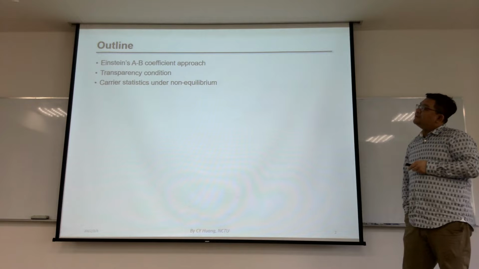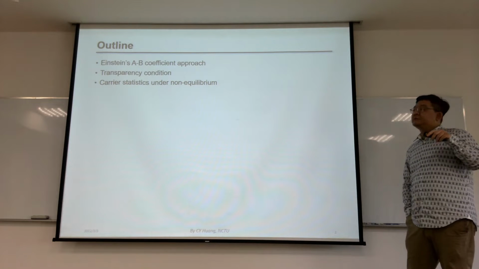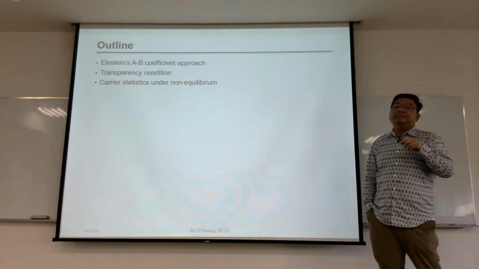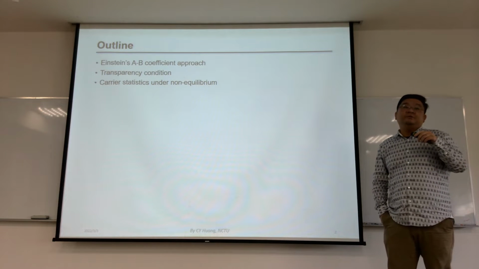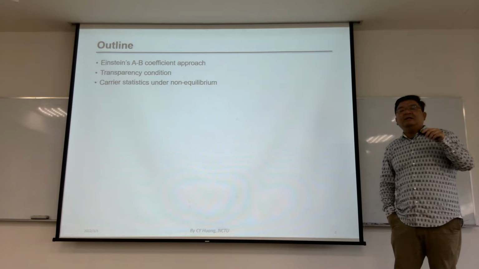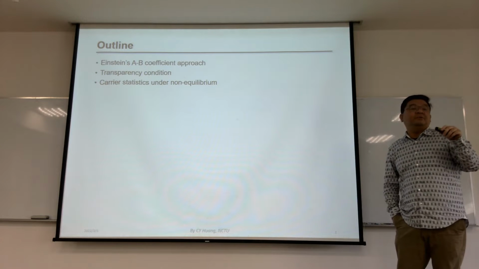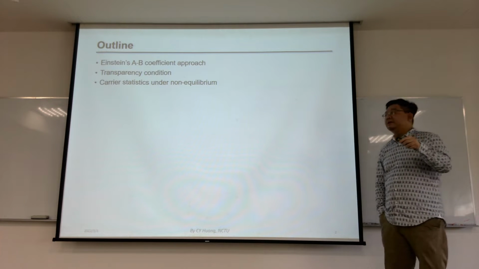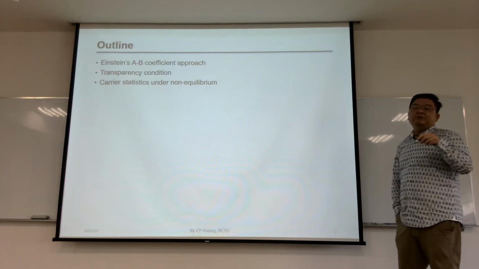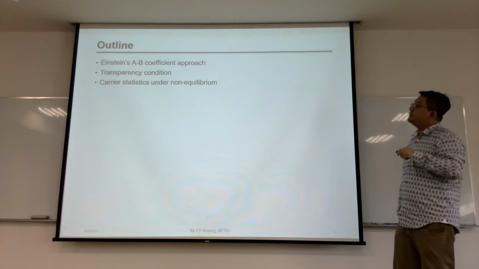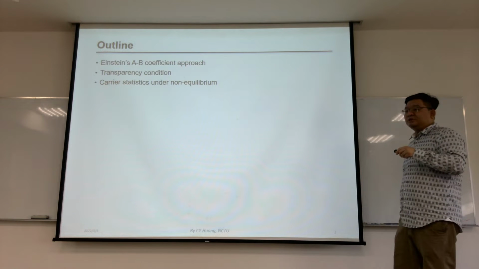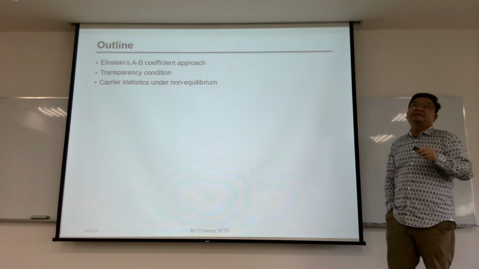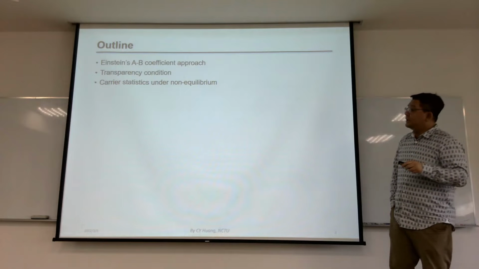The first part starts with the so-called Einstein AB coefficient approach. It's a very smart approach. Einstein always does something smart. He's good at writing a very simple equation that gives you a very strong insight, and I will tell you what it is. Second, we'll introduce something called the transparency condition. What does transparent mean? Because of transparency, we can have a very scientific condition, and I will tell you what it is.